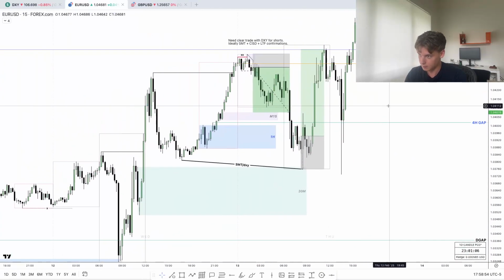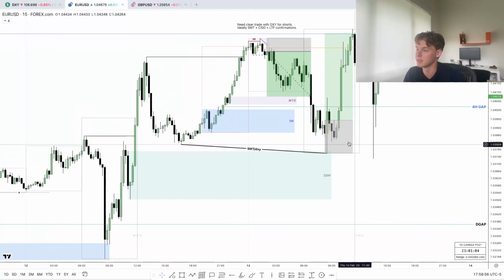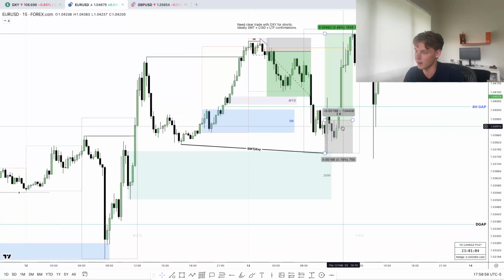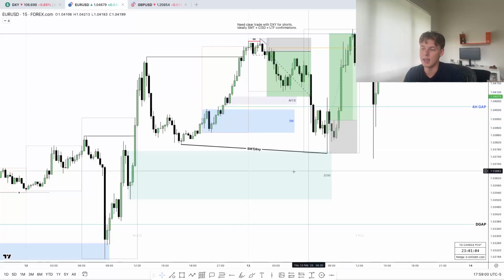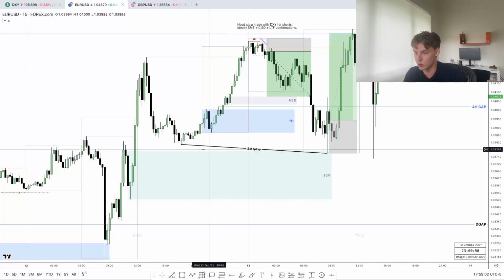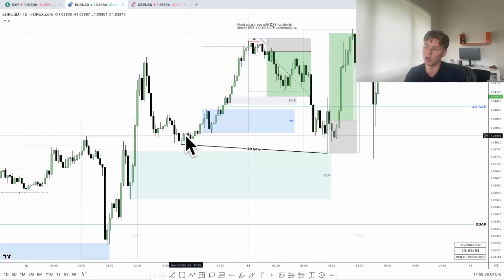So, price comes down with the 8:30 PPI and unemployment claims, and it sweeps this low. This is a major low that got swept. This is a strong low because what did it do?